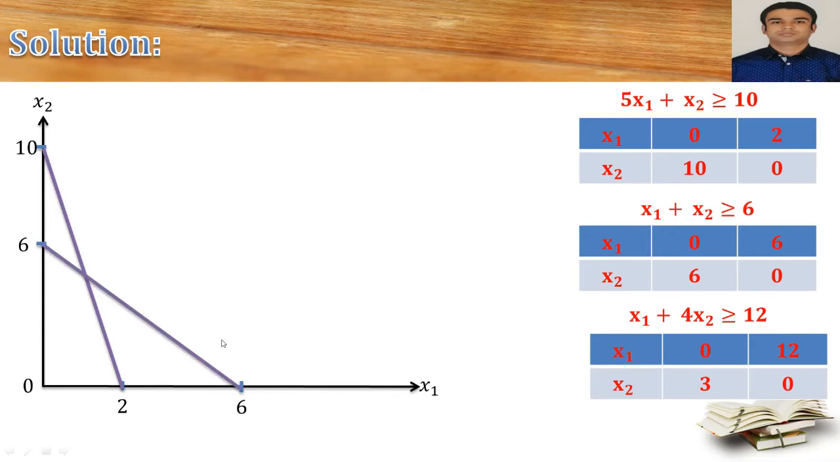Now the third line, x1 plus 4x2 greater than or equal to 12. The first point is 0 and 3, and the second point is 12 and 0. Mark both points. Now join both points over the prepared graph.